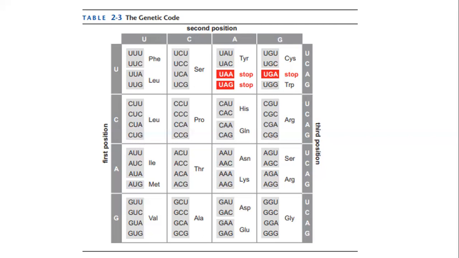The signals to start or initiate and stop or terminate the translation are present within the genetic material itself. So there is no external signal; the signal for starting and stopping translation resides in the sequence. Three separate codons, UAA, UAG, and UGA, are known as nonsense codons because they do not direct the addition of amino acids, and they serve as the translational stop signal.